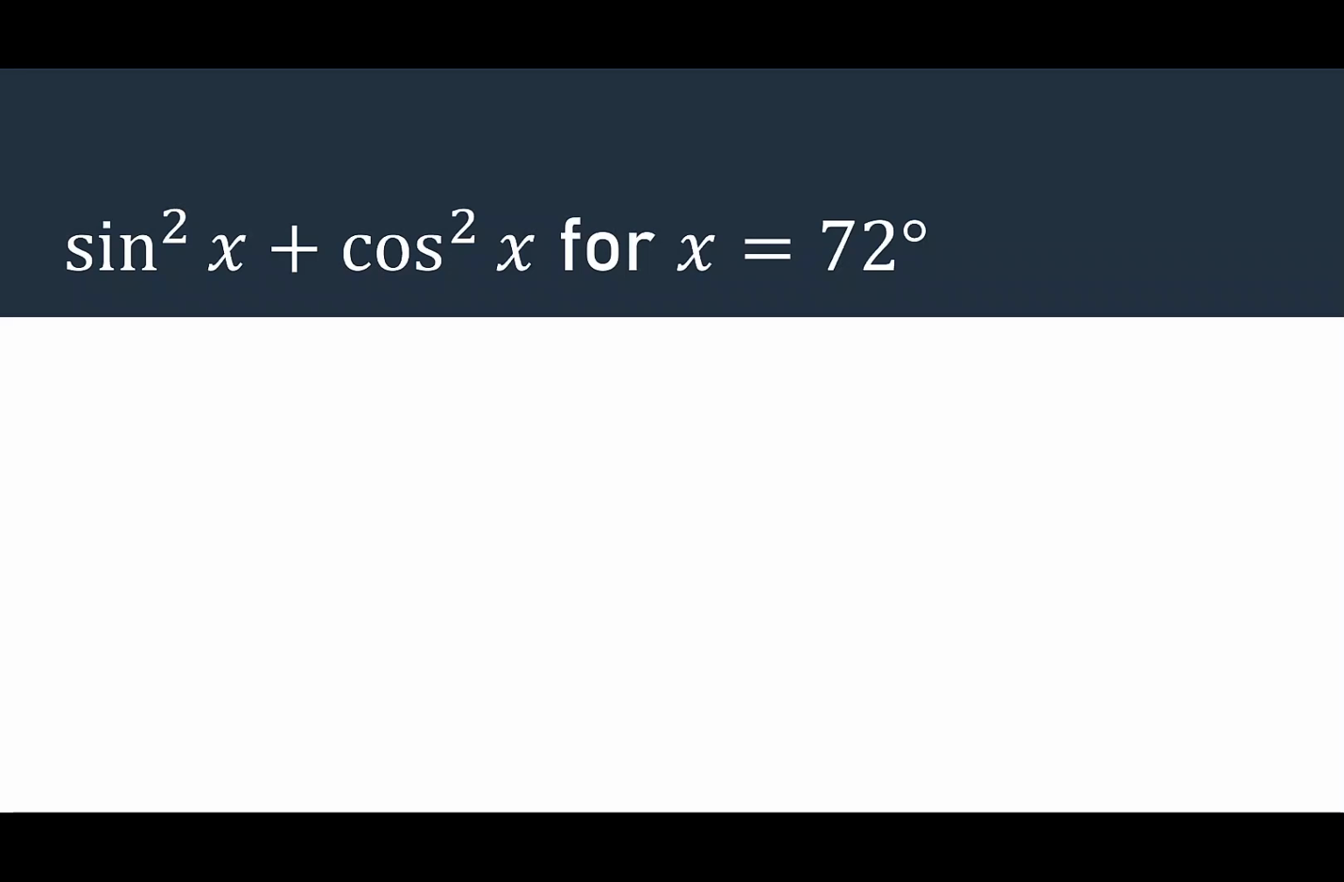Our first one says sine squared x plus cosine squared x when x is equal to 72. This is a nice place to start because sine squared x plus cosine squared x is a Pythagorean identity which we know is equal to 1. Knowing the value of x doesn't really matter. Sine squared x plus cosine squared x will be 1 regardless of the angle. The only thing we need to say for this expression is that it is equal to 1.